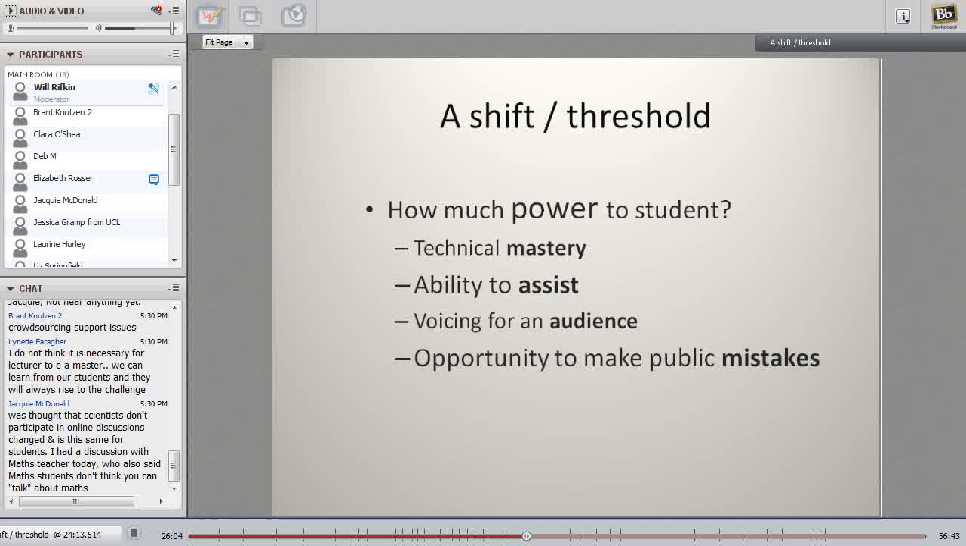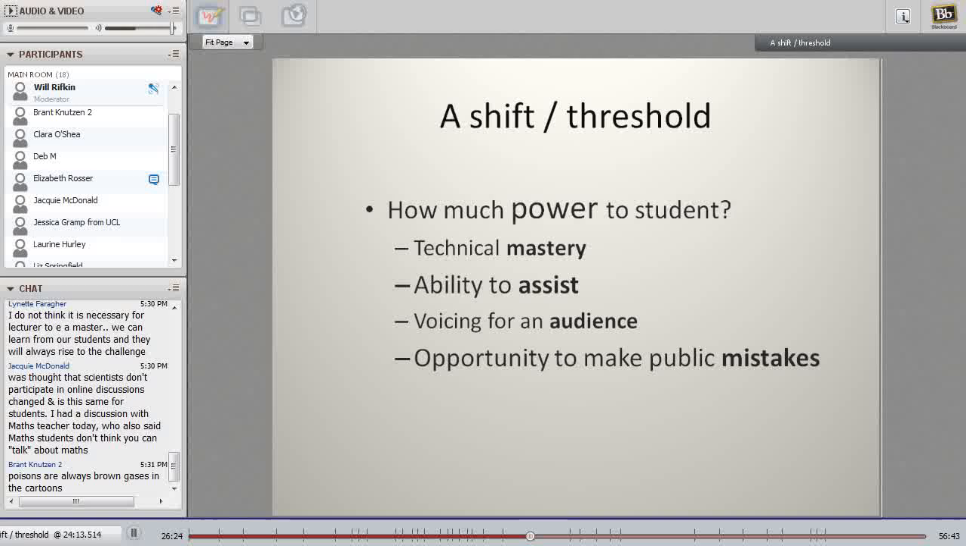And the notion is it's important for students to voice their misconceptions so that they can be addressed. And perhaps what you should do is let students know that some of the information their classmates are presenting may not be correct. There's a lot of discussion going on in the chat space.